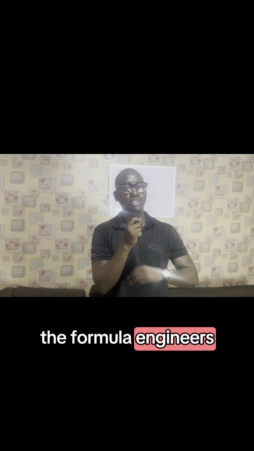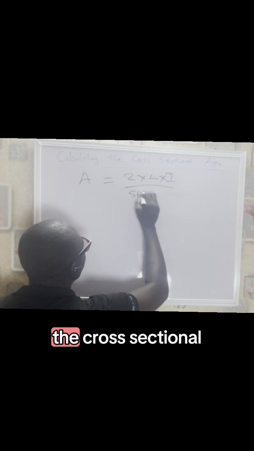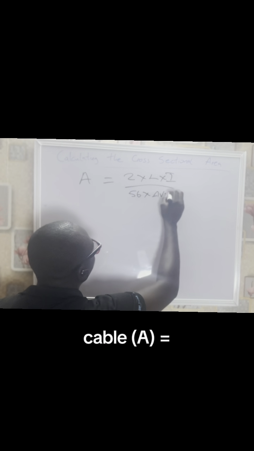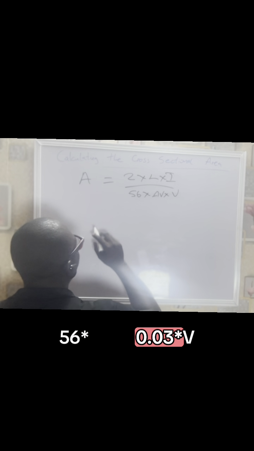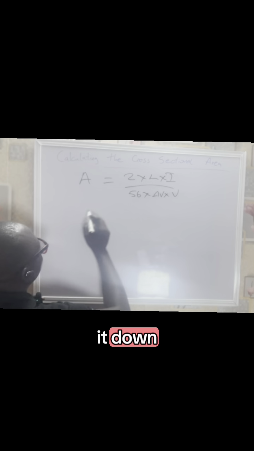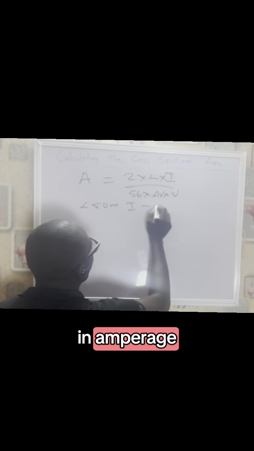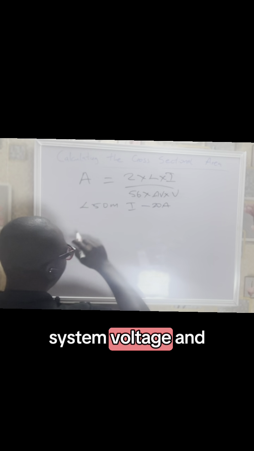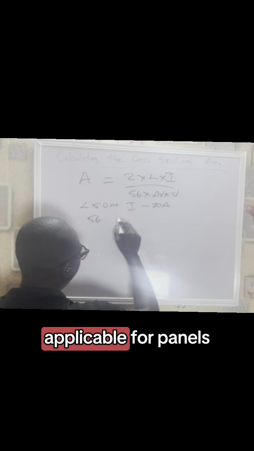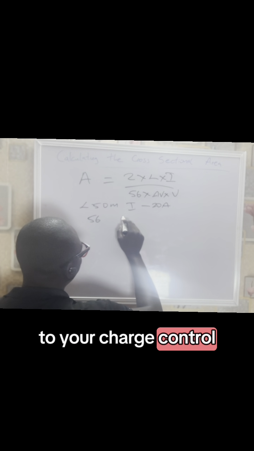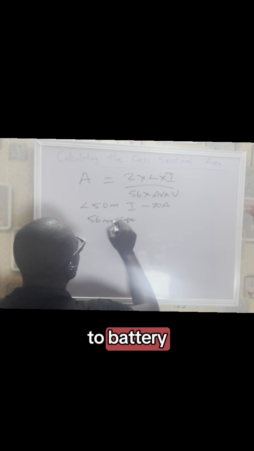And the formula engineers use is: cable size, which is the cross-sectional area of the cable, equals 2 times L times I divided by 56 times 0.03 times V. Let me break it down, no fear. L is the cable length in meters, I is the current in amperes, V is the system voltage, and the 0.03 is the allowed 3% voltage drop applicable for panels to your charge controller, or 1% for inverter to battery or charge controller to battery.